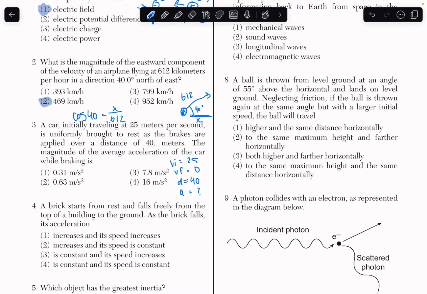So we could just use one of our kinematics equations, which has all of these components, and that equation is Vf squared equals Vi squared plus 2ad. And when we plug this in, we're just going to get 0 squared equals 25 squared plus 2 times acceleration times 40. And once we do this math and we solve for acceleration, we're going to get 7.8 meters per second squared.